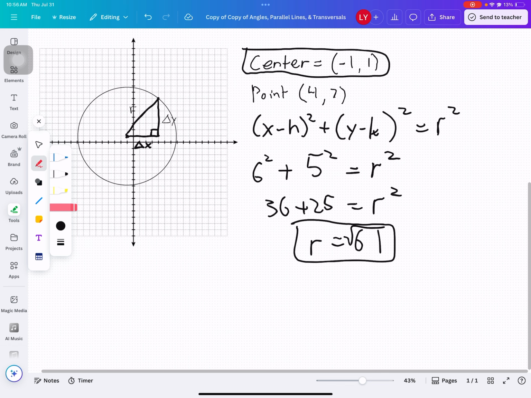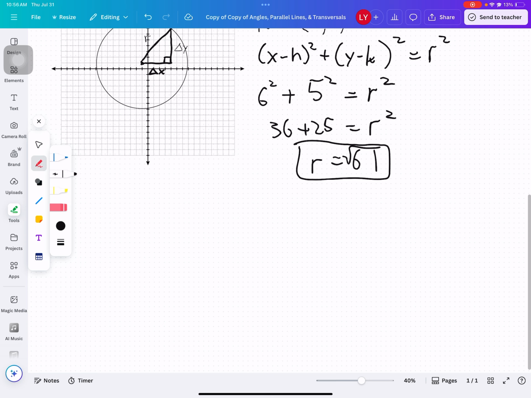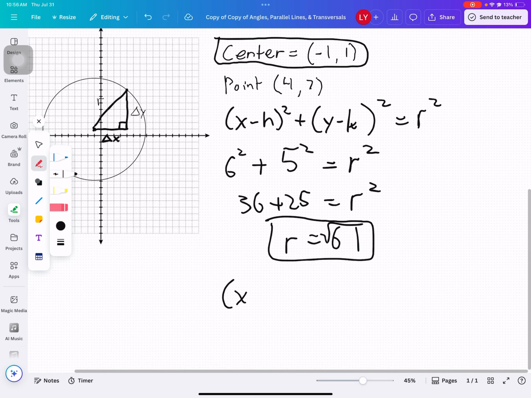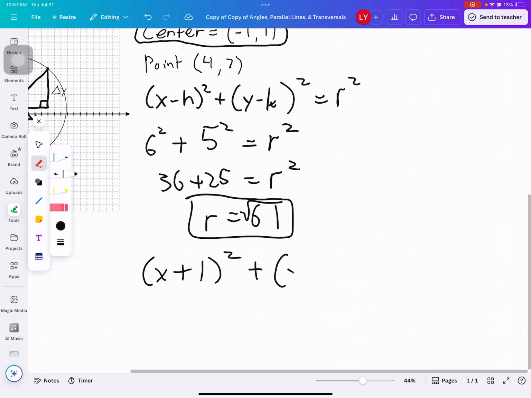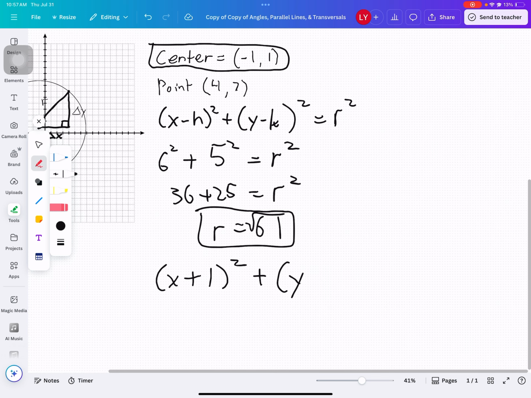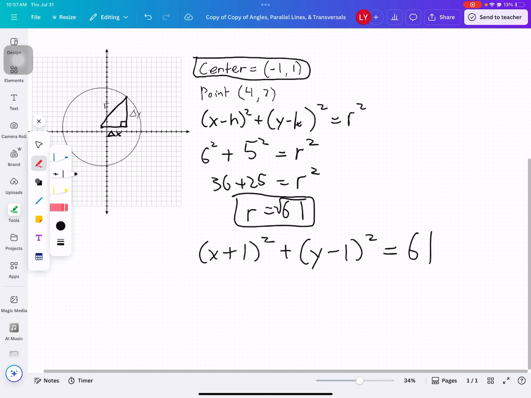So if we write that out, the equation x, and the x coordinate is -1, so x minus -1, which is plus 1, squared, plus y minus the y coordinate, which is 1, squared, is equal to, if you square the square root of 61, that becomes 61. And now you have successfully found the standard equation of this circle.